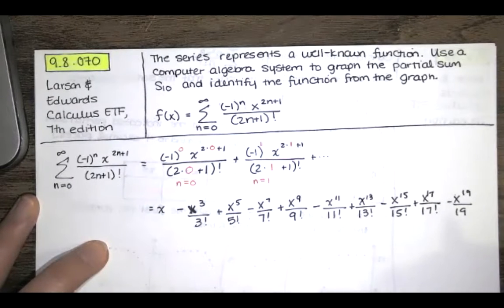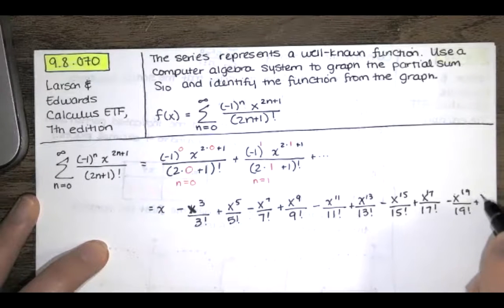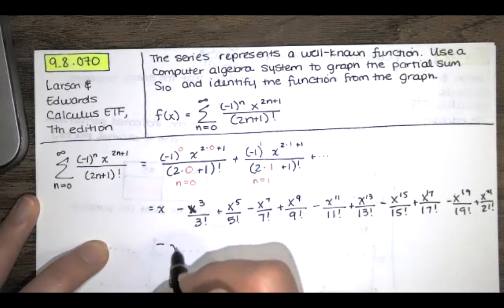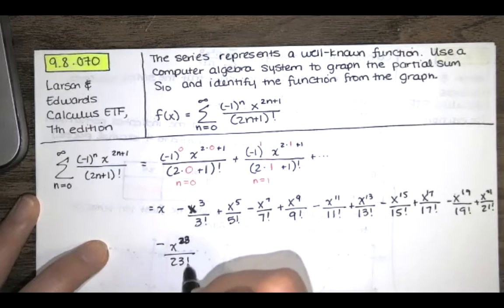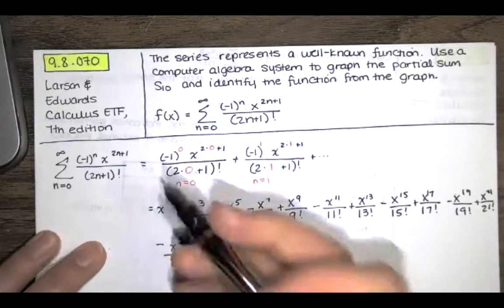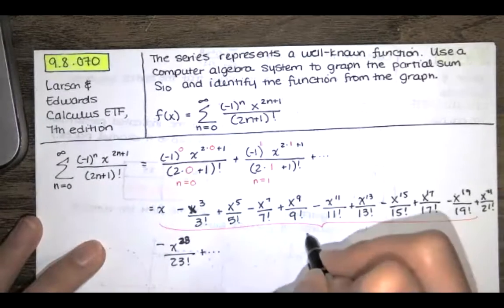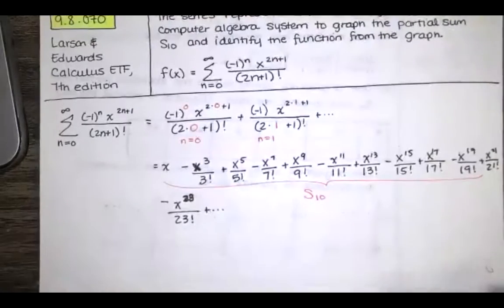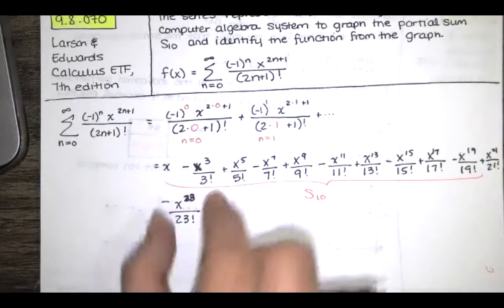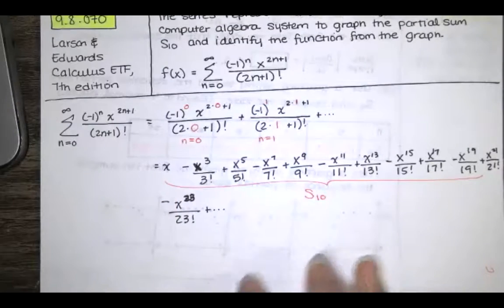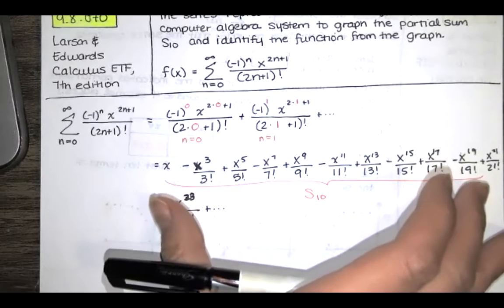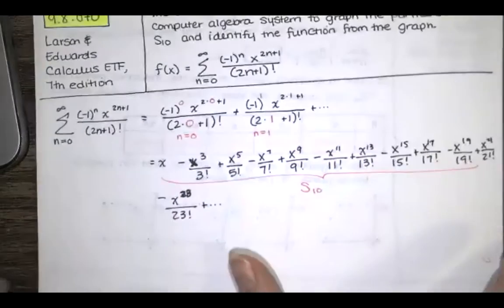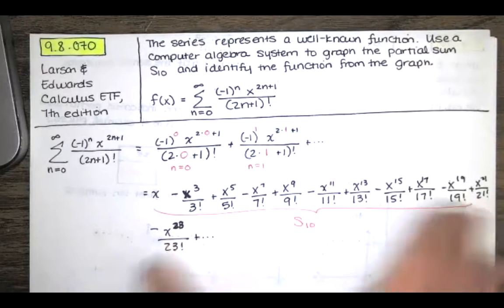And I've even run out of space. Plus x to the 21st over 21 factorial. And then the next term would be negative x to the 23rd over 23 factorial, and we keep going. But s sub 10 is this one. S sub 1 is this one. S sub 2 is the sum of those two. S sub 3 is that, and so on. So we just need to find a calculator for this, go to a grapher online and graph this, and then we'll see what this function looks like.